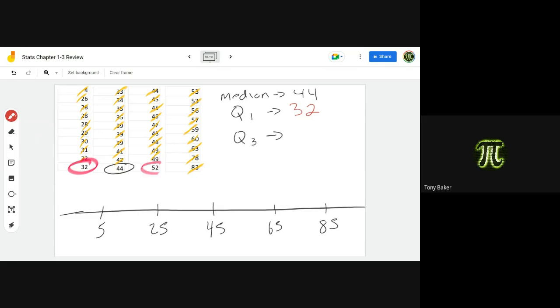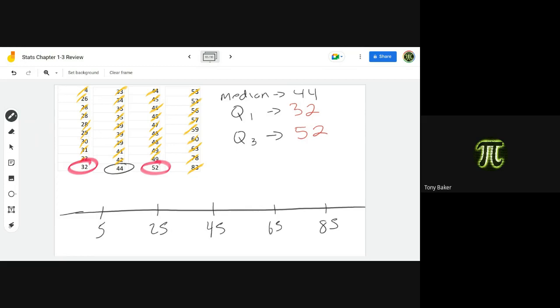So my upper one is 52. If you follow exactly like the book follows and it changed, I'm not going to mark it wrong. I know what you're doing. All right, so my median is 44, my quartile 1 is 32, and my quartile 3 is 52. That's the quartiles.